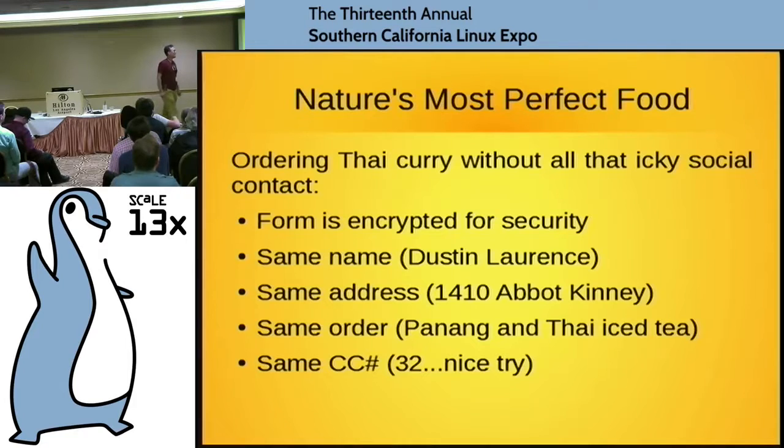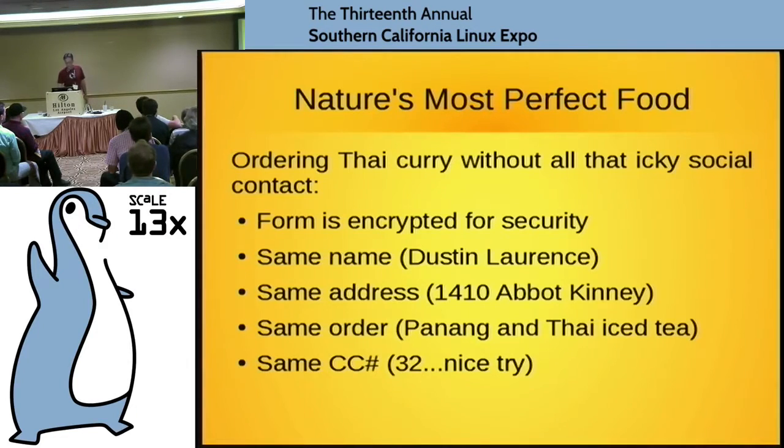Now, obviously, I'm going to order this on the web, because the Hackers Union will disbar me if I seek out this interpersonal interaction thing. But what's the form going to have? It's going to have the same name, Dustin Laurence, the same address, 1410 Abbott Kinney. Very often it's going to be the same order, because science has proven that Penang curry and Thai iced tea is nature's most perfect food. And the same credit card number. Yeah, nice try. Sorry.